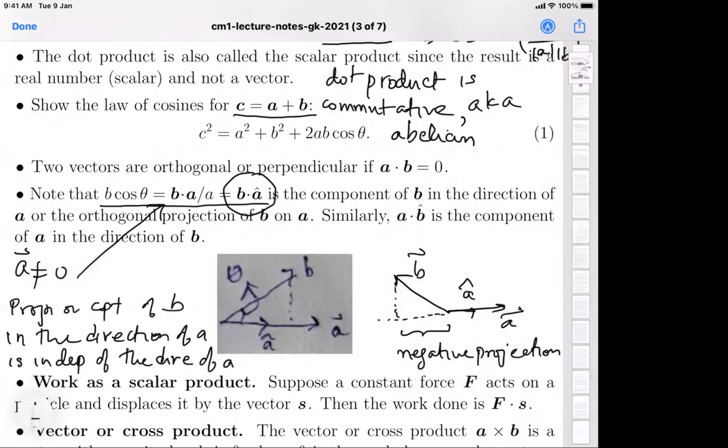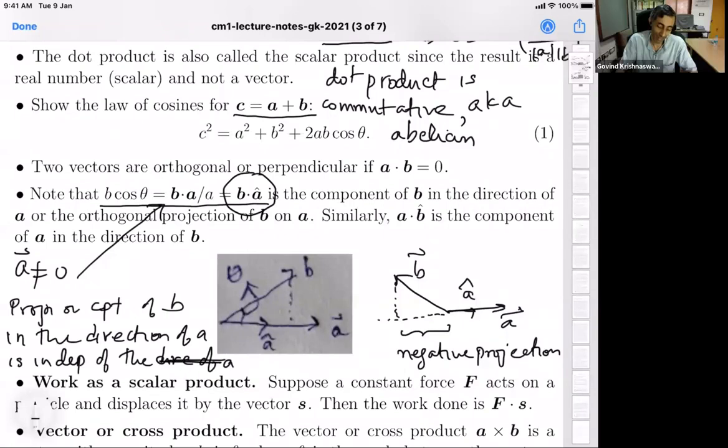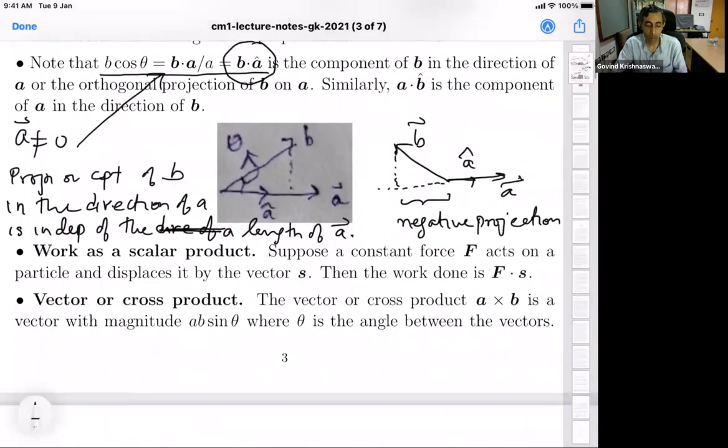Sorry, you're quite right. It's independent of the length of A. It only depends on the direction of A. Okay, so that's a good point to bear in mind. That's why in English we say it's the projection of B in the direction of A, or the component of B in the direction of A, not along A. Just to clarify. Okay, let us then move further.